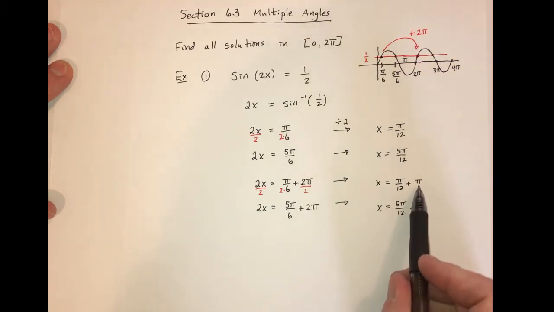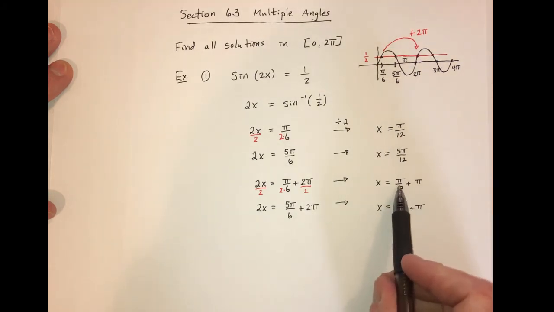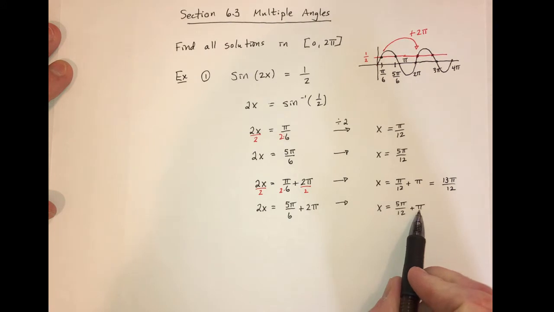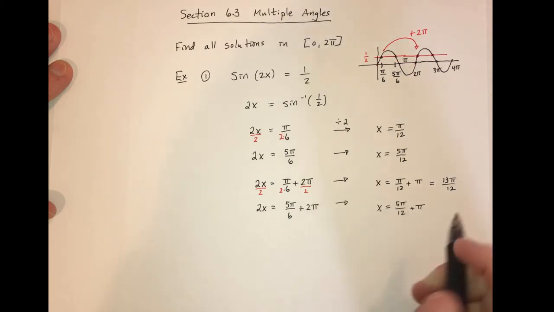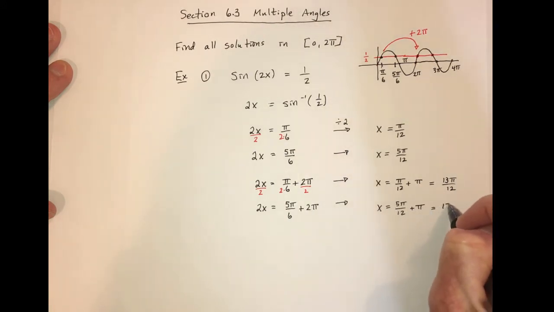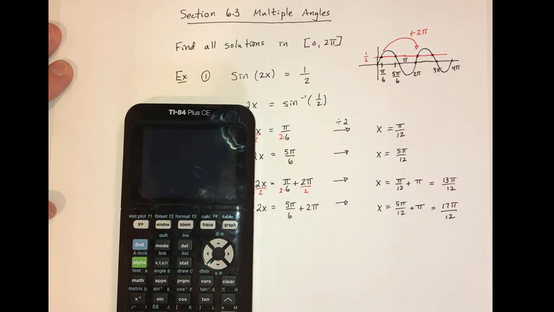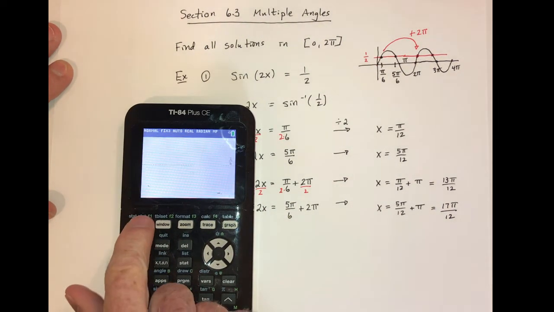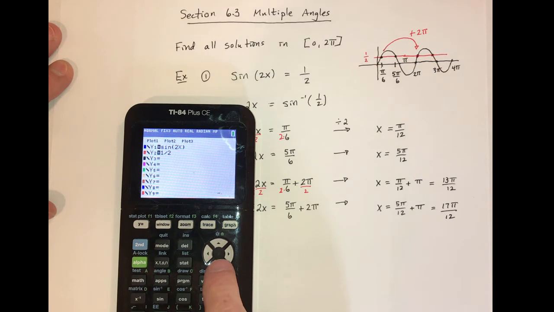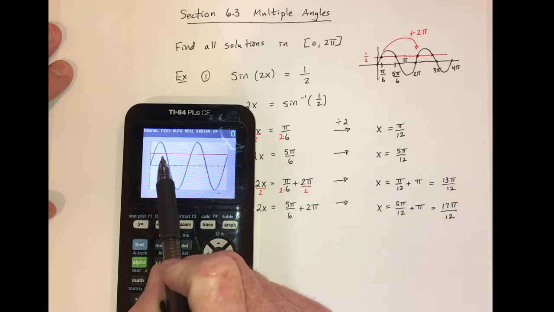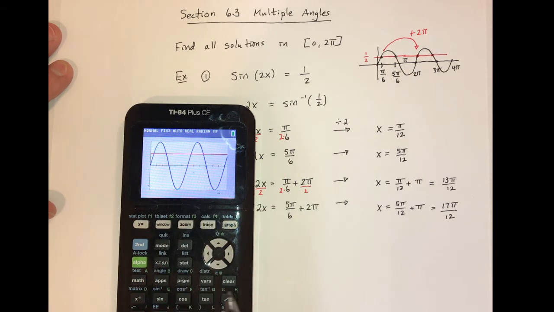Finally, this is 12 pi over 12, plus one more is 13 pi over 12. This is 12 pi over 12, plus 5 more is 17 pi over 12. And then I want to graph and make sure that I got it right. So there's the original sine of 2x and the 1/2, and then these should be the 4 answers.